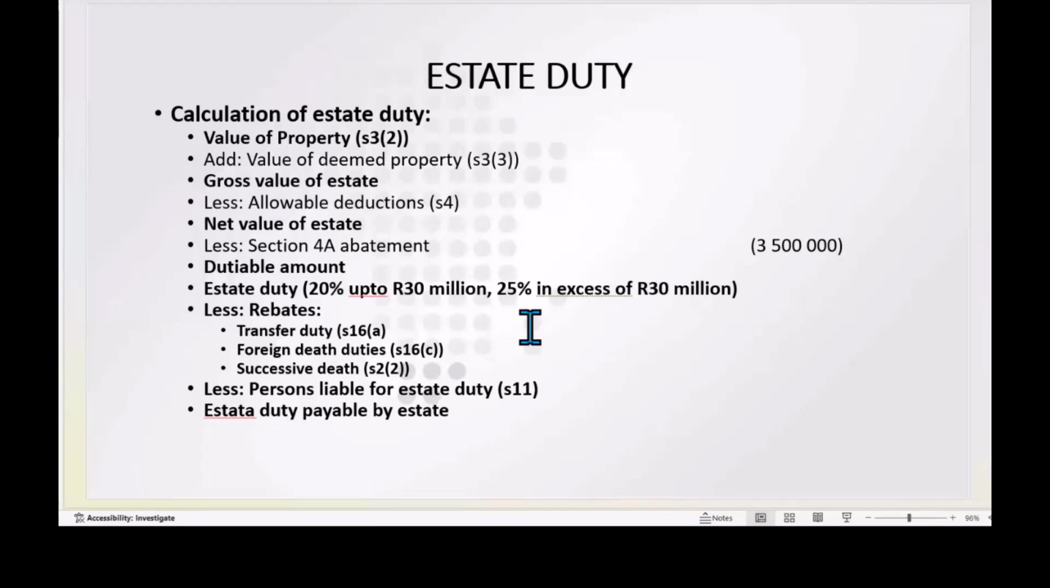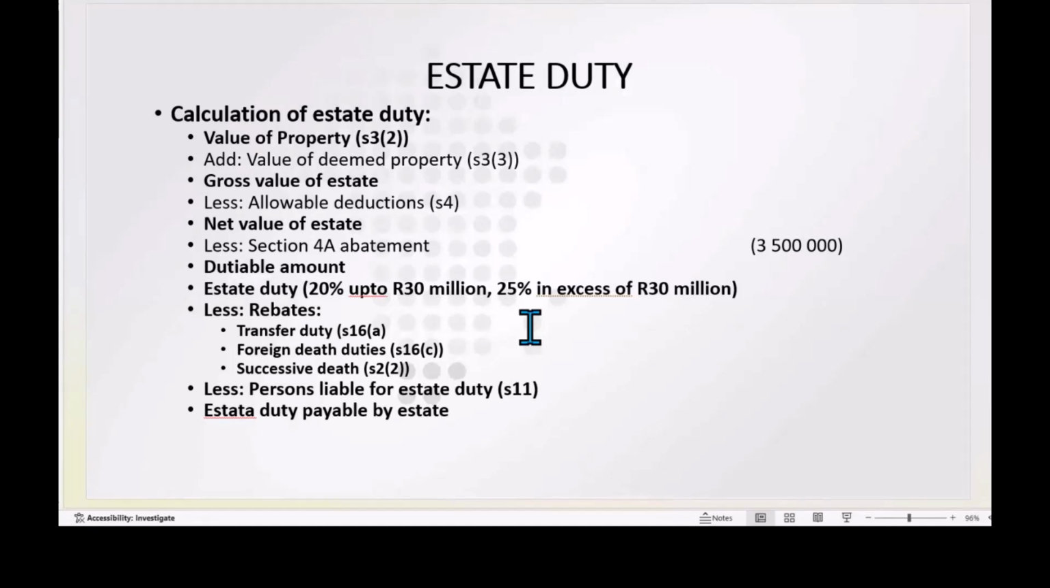Then you will get a section 4A abatement that you can deduct from the value of the estate. And this amount is 3.5 million rand per person. This can be a bit more if you are married and your spouse passes away before you do. Then you have the opportunity to use any portion of the abatement that is still available from your predeceased spouse's estate. So if your spouse passes away and from the abatement of the 3.5 million they only use, let's say, 500,000, then you will still have the 3 million available for you to use when you pass away.